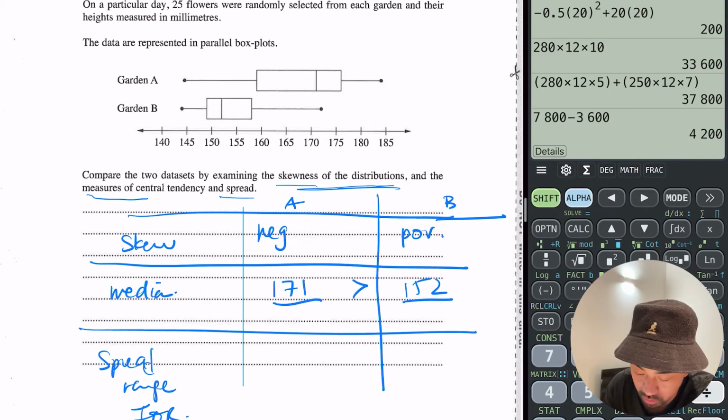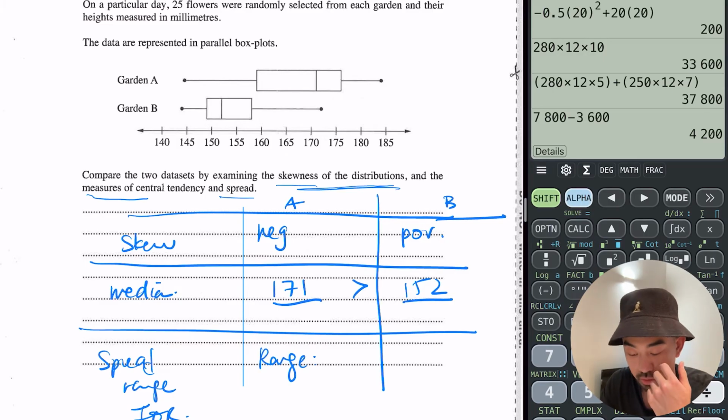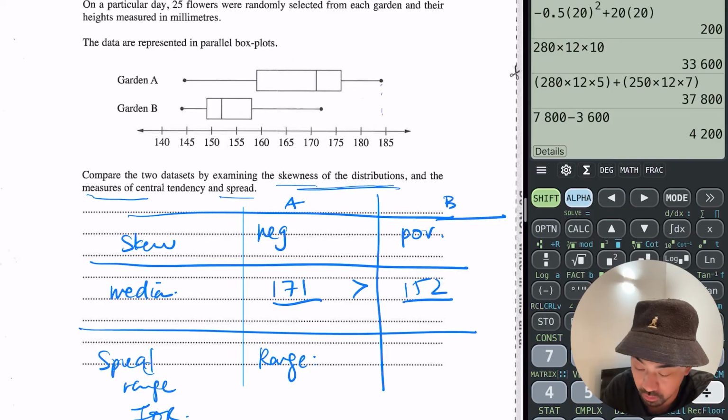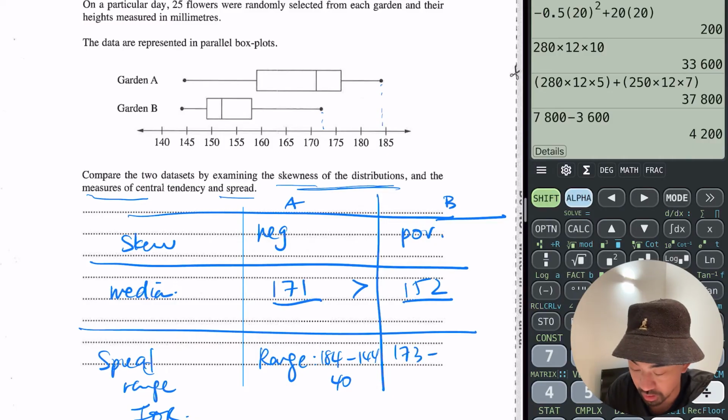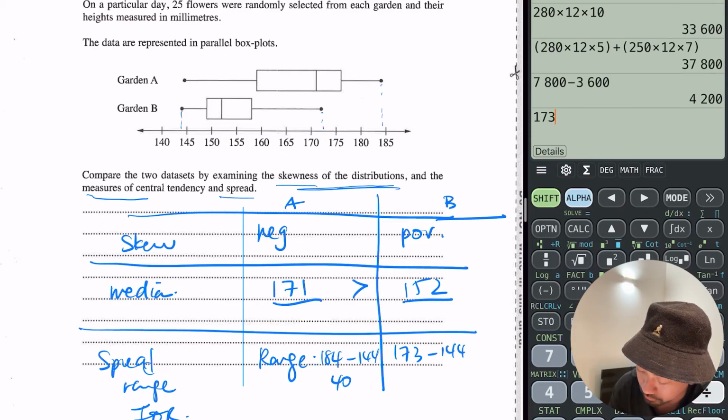All right, so the spread. I suppose this one, it just says compare. So I'll just be more precise this time. I'm not sure exactly what they're looking for, but the range here, what's that? So that's 184 minus 144, it looks like. So the range is about 40, which is going to be greater than garden B, because the range in garden B, 173 minus, what's this? 144. So 29. So once again, the range is greater.